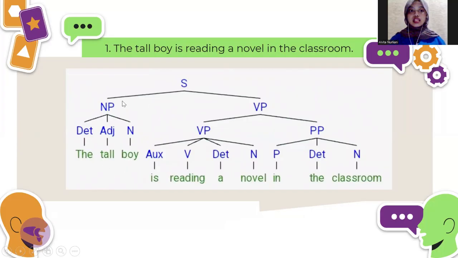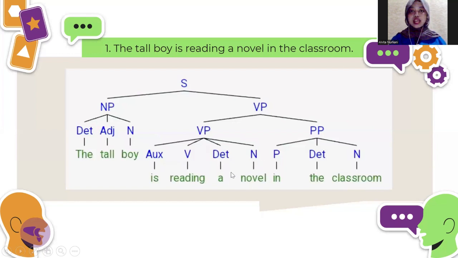Here, the tall boy is the noun phrase because it acts as the subject of this sentence. The word the is classified as the determiner, and then tall is classified as an adjective because it modifies the noun, which is the word boy, and then they combine together as a noun phrase. We move into a verb phrase, which consists of the auxiliary is, the verb reading, the determiner a, and the noun novel.